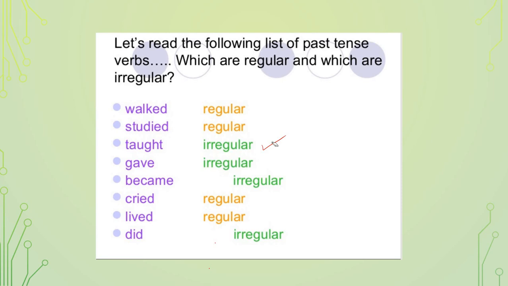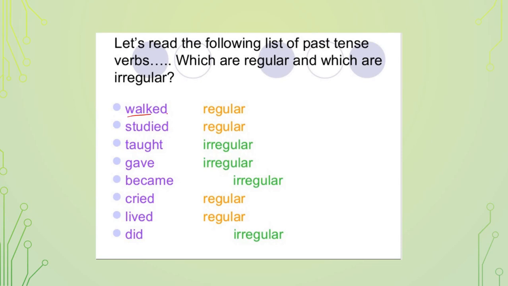And you will have to remember these irregular verbs. There is no solution to it. You'll have to remember that become becomes became in the past tense. Then do becomes did in the past tense. Teach becomes taught in the past tense. So this you'll have to remember because they're not following any rule.